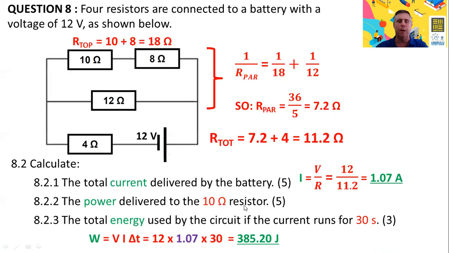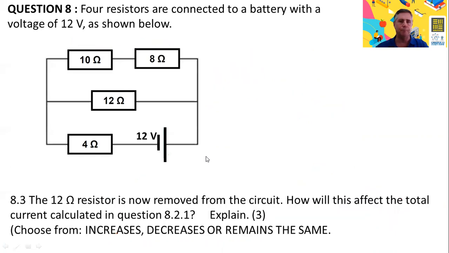And then 8.2.2, the power delivered to the 10 ohm resistor. I'm going to leave you to do most of this calculation, but basically you can use power equals I squared R. So you need to calculate what the current is passing through the top branch. You know the total current is 1.07 amps. You know that more of it will go through the smaller resistance, but I'll leave you to calculate that the current passing through the top branch is 0.43 amps. Multiplied by 10 ohms, and we get a power of 1.85 watts delivered to the 10 ohm resistor.